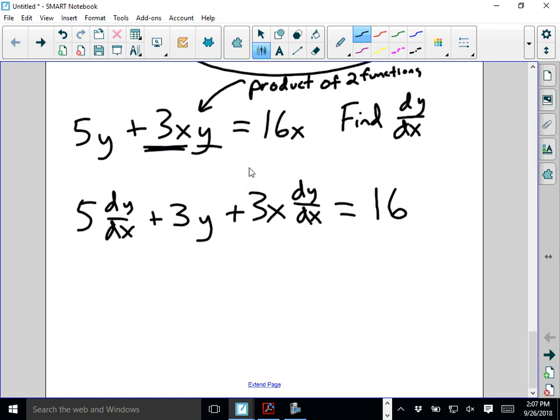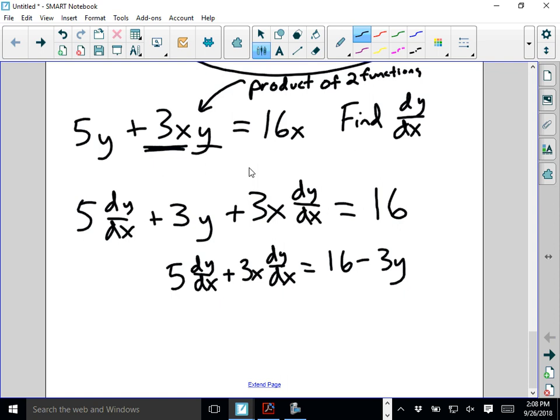So if I notice here, I have 3 terms on the left side. I have 5 dy/dx, I have a 3y, and I have a 3x dy/dx. I want to keep the dy/dx's together on the left side and get anything out of there that doesn't have a dy/dx in it. So I'm going to subtract that 3y. So I subtracted 3y from both sides. It goes away on the left side, and we get 16 minus 3y on the right side.